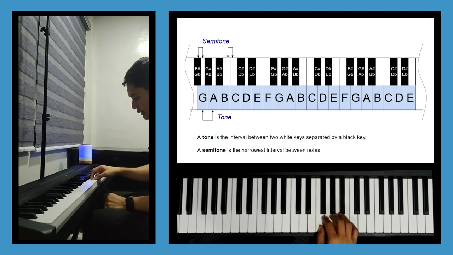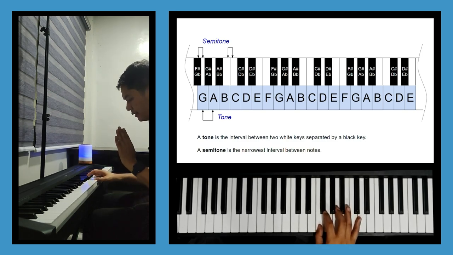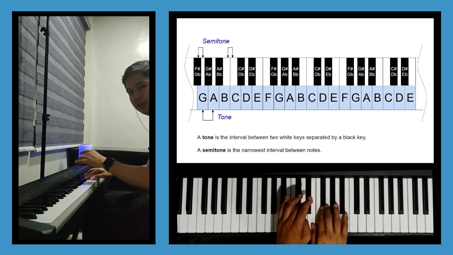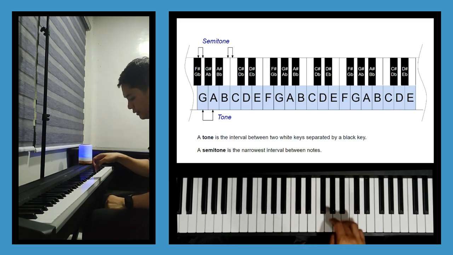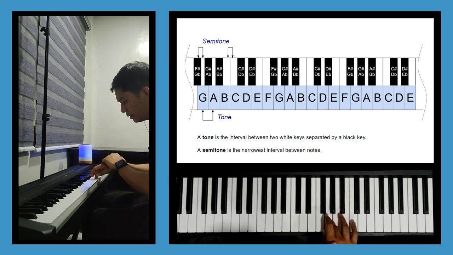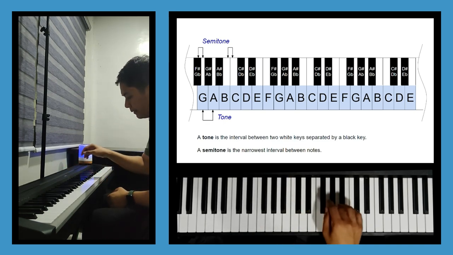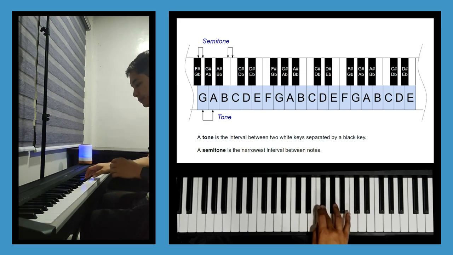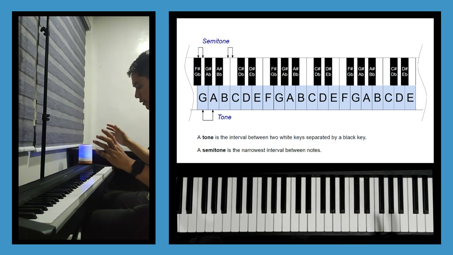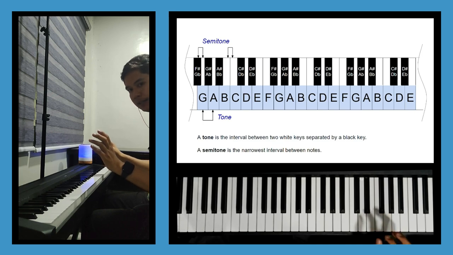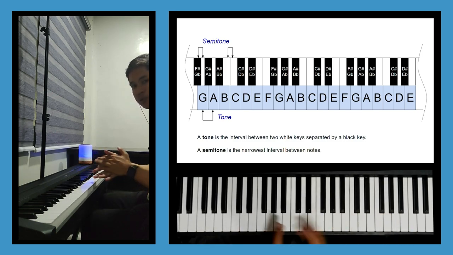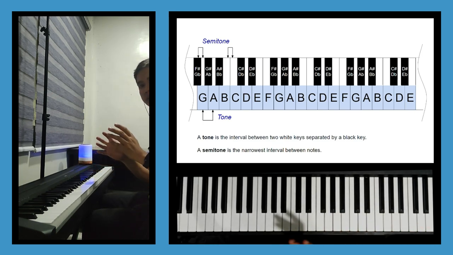Another example, this is F. Up after the three black keys, you will find the left key, which is F. One semitone higher, or one half step, is F sharp, and it is also called G flat. So this is the G, and one semitone backward, or one half step backward, is G flat. Okay, that's all for the letters of the notes. So let's go to the staff notation.